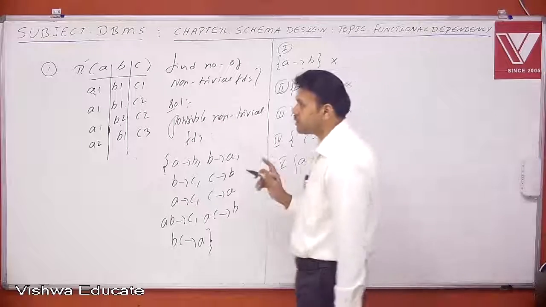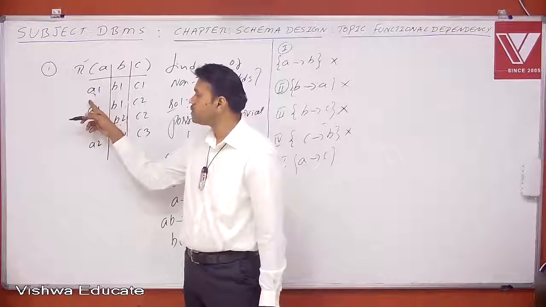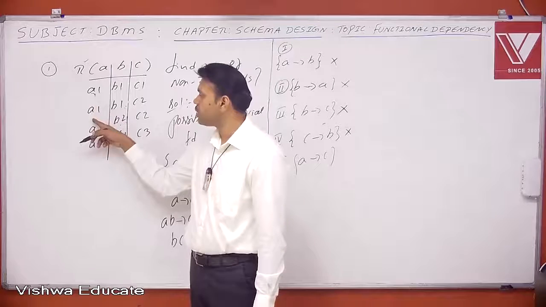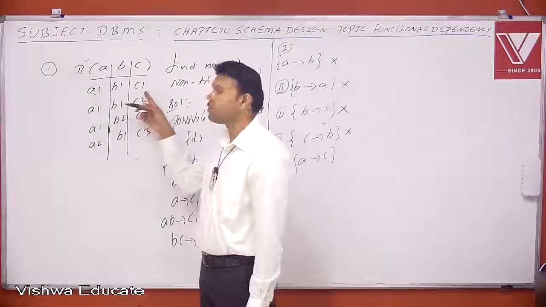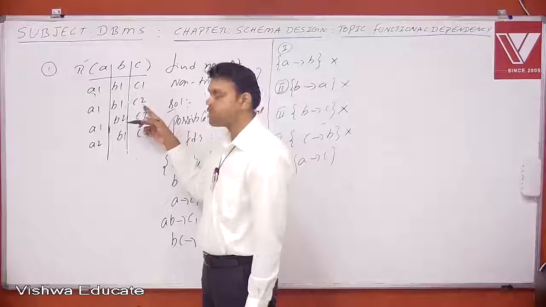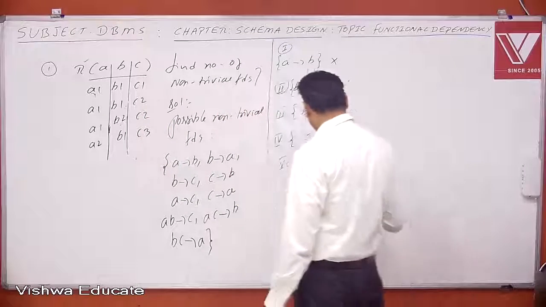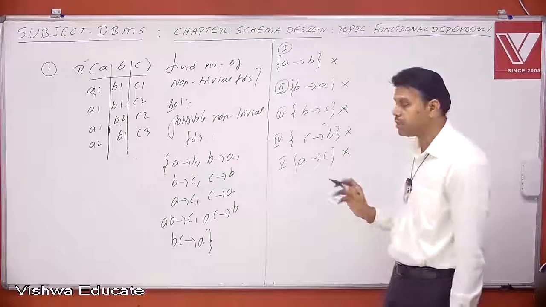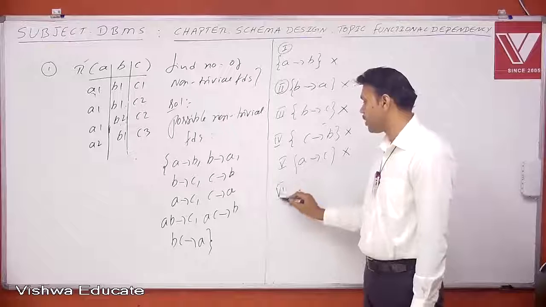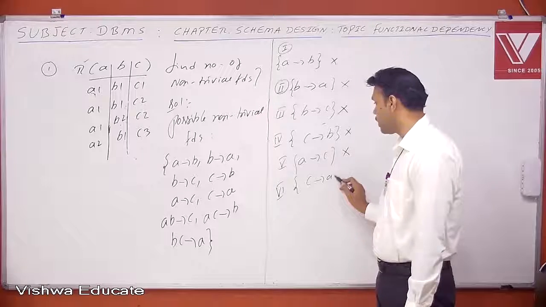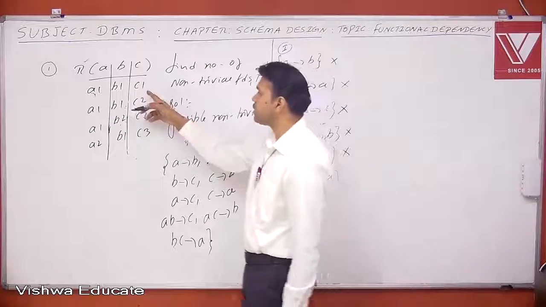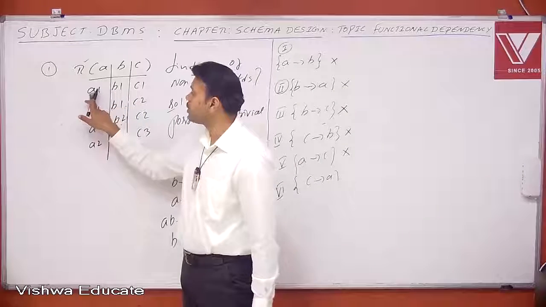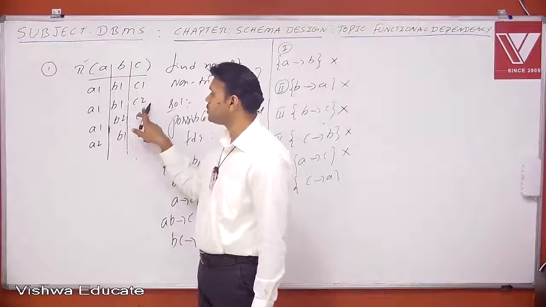And the next one, A to C. A is the determinant, C is the dependent. A1 is unique, fine. A1 is a duplicate, so against A1, C1 has to come, but what is given? C2. Hence, since beta is not repeated, it is also wrong. And what is the next one? C to A. C1, against that the value is A1. What is the next one? C2 is unique.